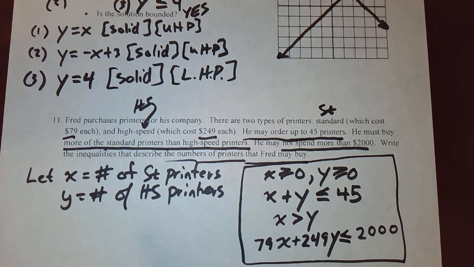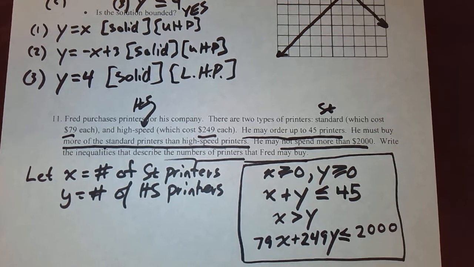Well, how much do you pay for your printers? $79 for each one of the standards, and x is how many standards you're going to buy. y is the number of high-speed printers. Those are $249 each. So that sum has to be less than or equal to $2,000.